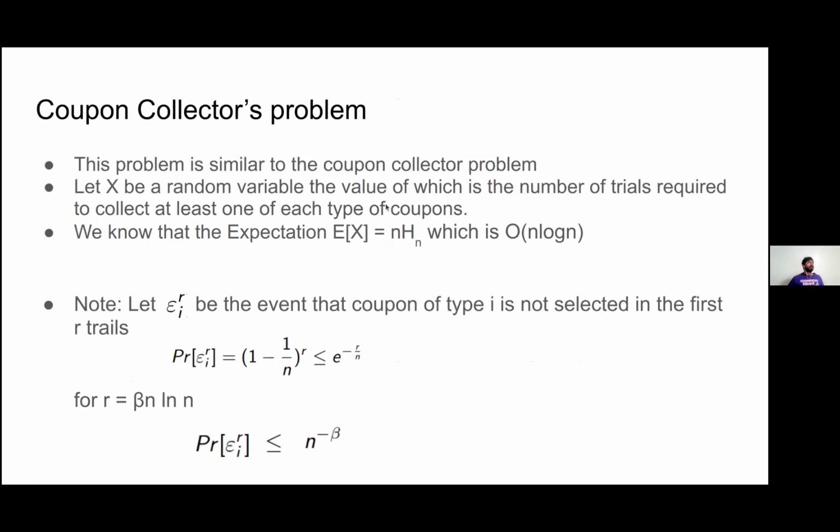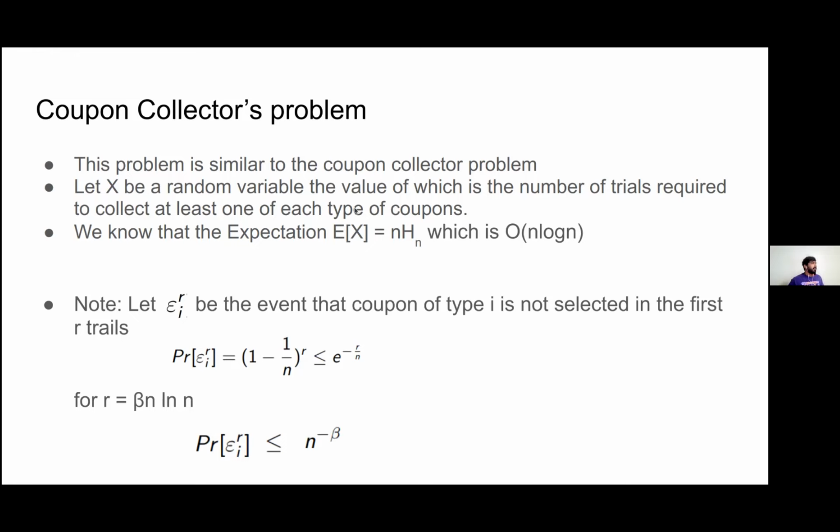To do the analysis, we make a connection with the coupon collector's problem. This was discussed in class, so some of the results used here are directly derived from the class. Here we define X to be a random variable, the value of which is the number of trials required to collect at least one of each type of coupon. We know that the expectation of X is n H_n, where H_n is the harmonic number, and this is of order n log n.